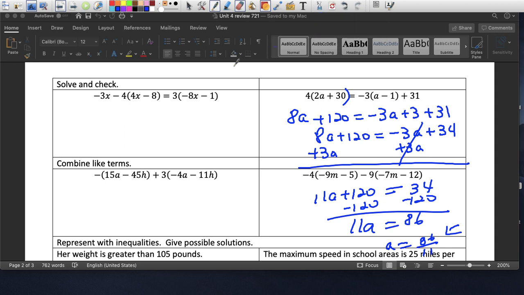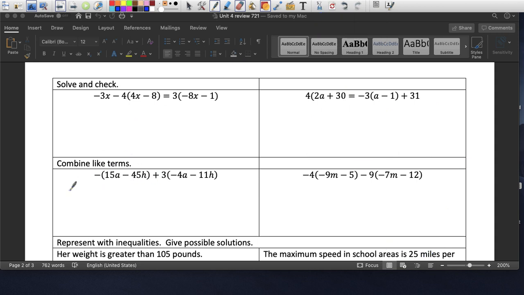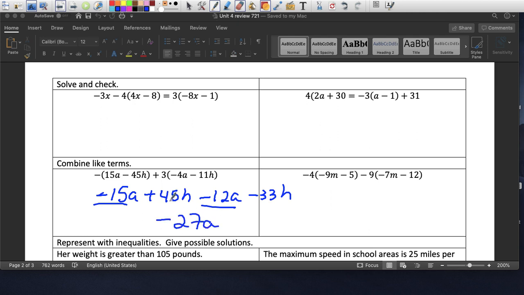No, let's move on to the next one. Combine like terms. This one's a little easier. Negative 15a plus 45h minus 12a minus 33h. We can combine the a's together, we get negative 27a, and we combine the h's together, I'm going to get plus 12h.